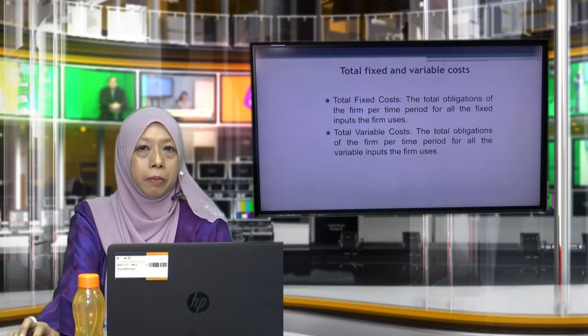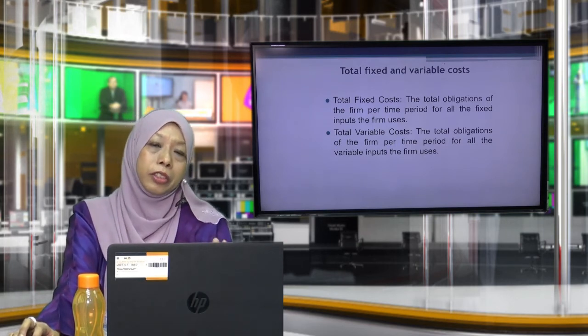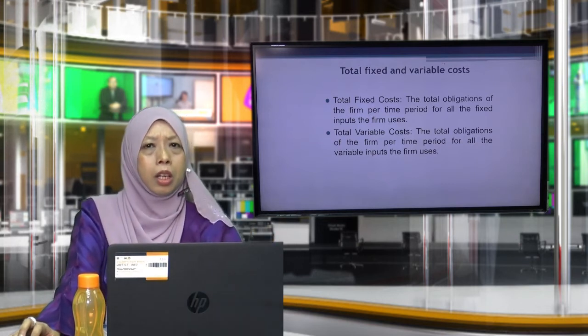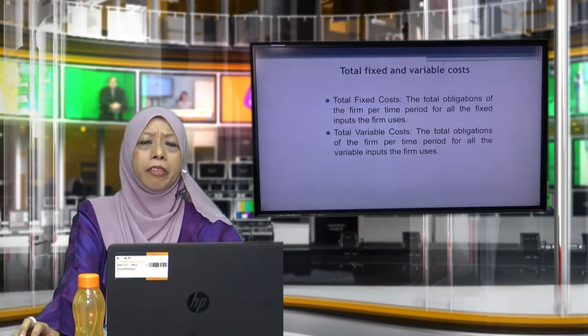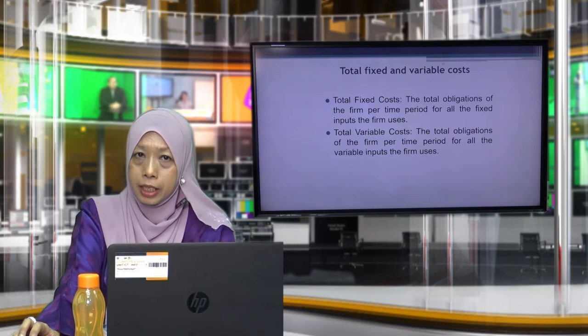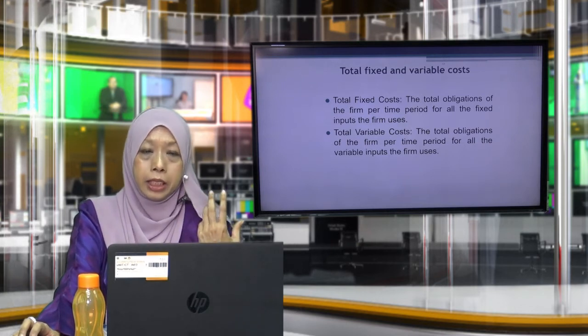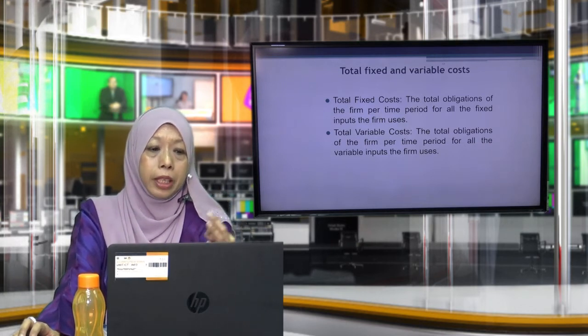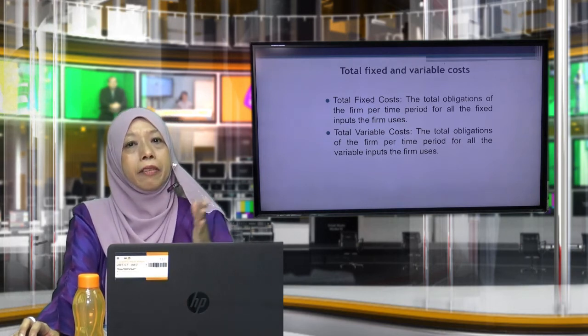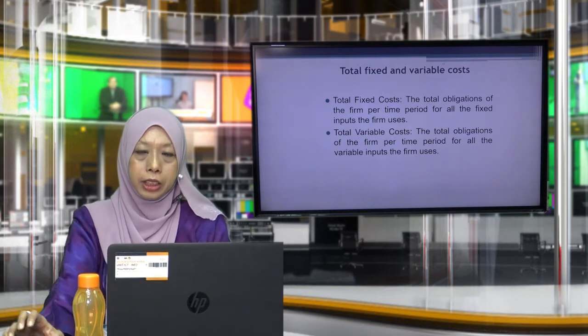But when we talk about variable costs, these are costs of using the variable inputs. So when you want to produce more, you buy more variable inputs, and therefore you incur more variable costs. But when you produce nothing, you basically purchase zero variable input, and therefore your variable cost is going to be zero. So variable cost varies with the level of production.